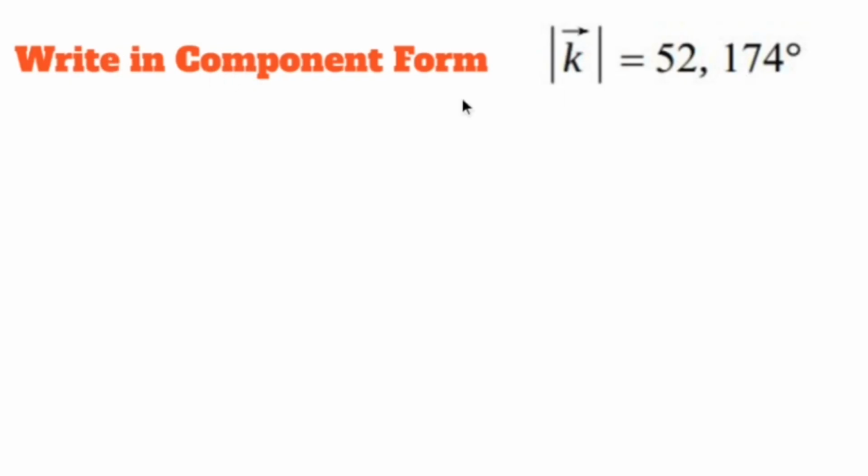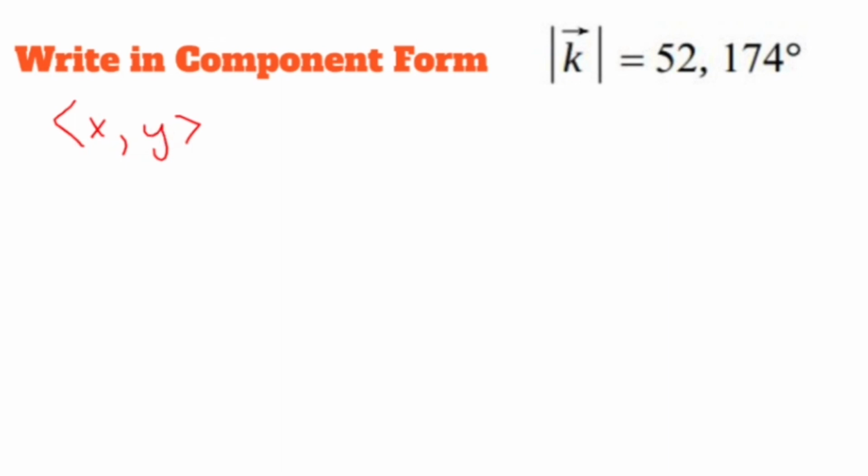I am to write this vector in component form. Remember, component form looks like this. It looks like a point. And this point tells you how many units to the right my arrow is going and how many units up my arrow is going, and negative means the opposite direction.